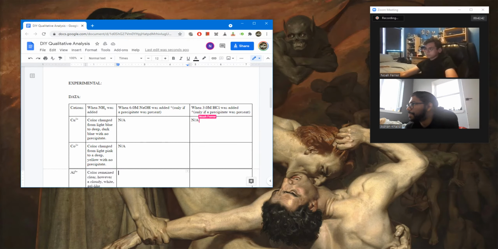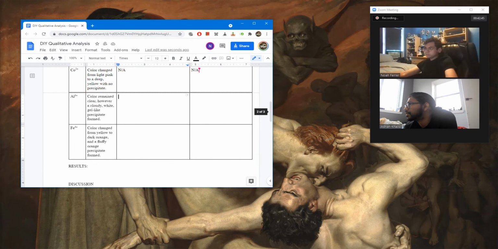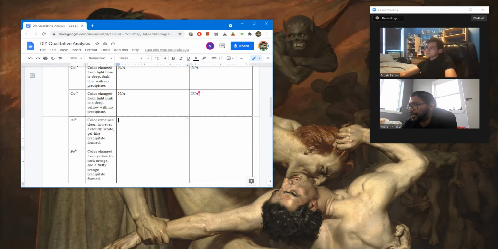So we could say that the cloudy white gel-like precipitate completely dissolves. And then for iron, the dark orange fluffy precipitate did not dissolve.